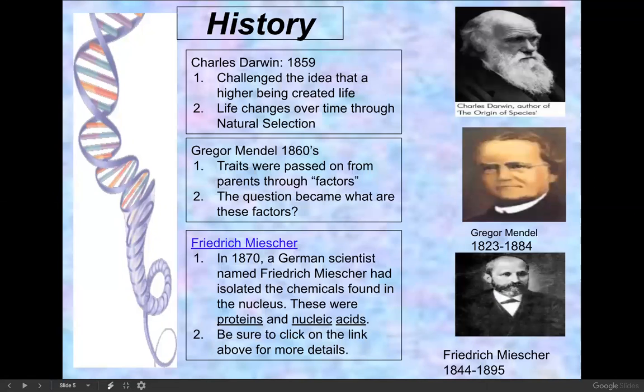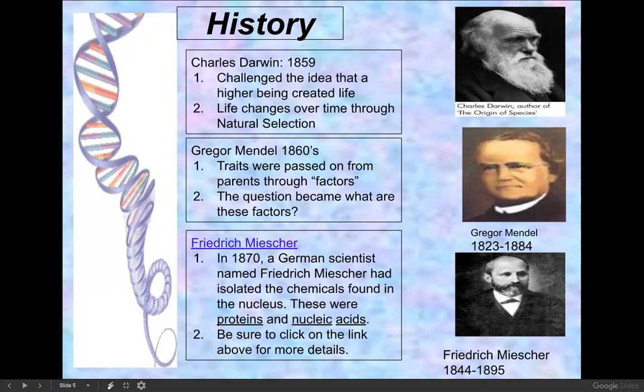So early scientists: Charles Darwin, 1859, the evolution guy, challenged the idea that a higher being created life, and proposed that life changes over time through natural selection. And so there's a constant change to it.